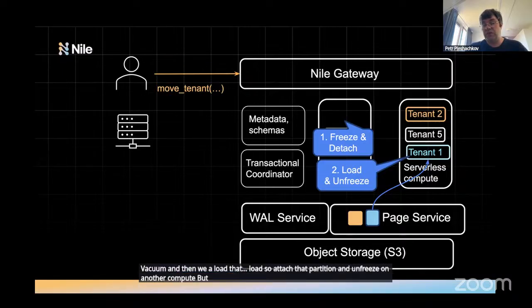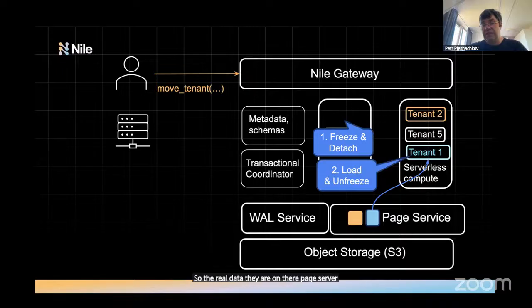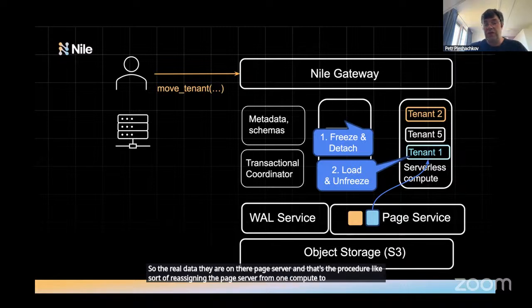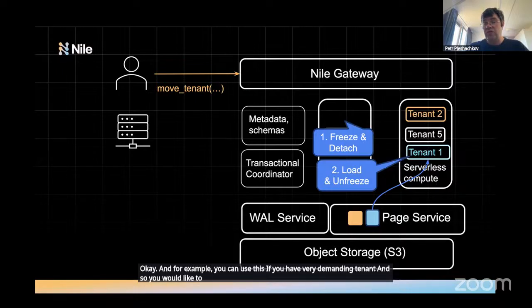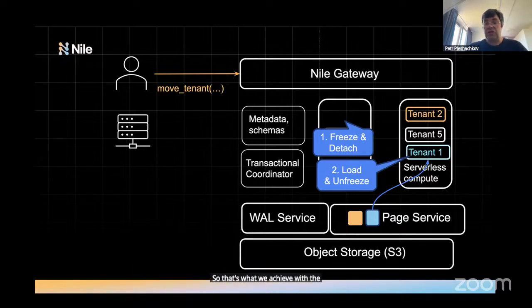But that's just a move of metadata. The real data is on the page server, and the procedure is sort of reassigning the page server from one compute to another compute. So this operation can be done very quickly. For example, you can use this if you have a very demanding tenant, and you would like to move it to a more powerful compute. So you provision your Postgres compute with more memory, more CPUs, etc. Then you can quickly move your tenant to that more powerful compute. So that's what we achieve with decoupling storage and compute.